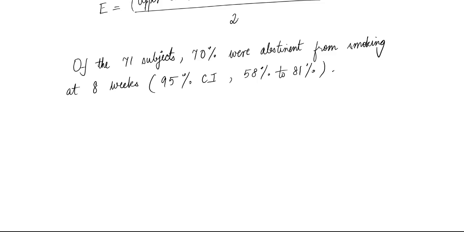Okay, so let me just read this for you. Of the 71 subjects, 70% were abstinent from smoking at 8 weeks. And in parentheses, they give the confidence interval, 95% confidence interval, 58% to 81%. They give this. So then the question says, use the statement to find the point estimate P hat and the margin of error E. So use the statement to find p hat and E.